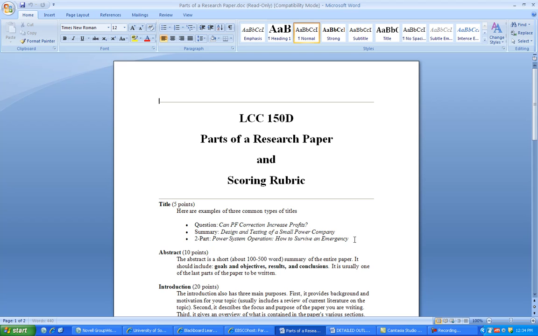Here are some examples from just general areas: design and testing of a small power company. Sometimes it's a question, and sometimes there'll be a statement, like this one: power system operation, how to survive an emergency. Okay, so that's the title, 5 points.